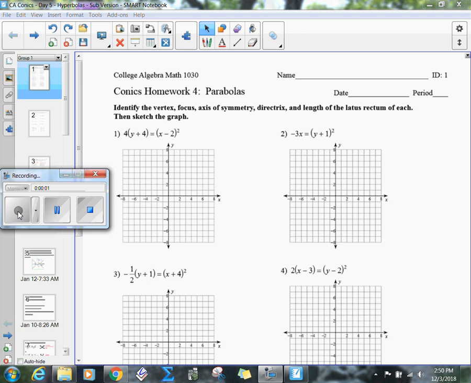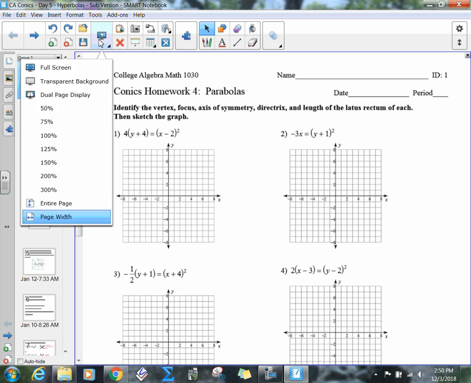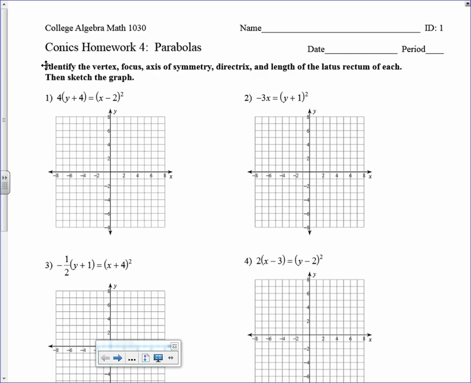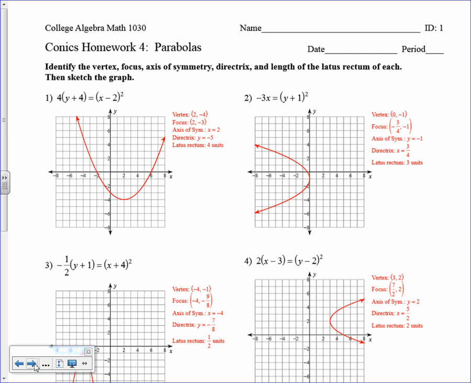Hello, college algebra, and welcome to Conics. Today we are focusing on hyperbolas. I don't have a warm-up for you today, but I do want you to check your homework. So if you can take your homework out, that would be wonderful, and look through your answers.